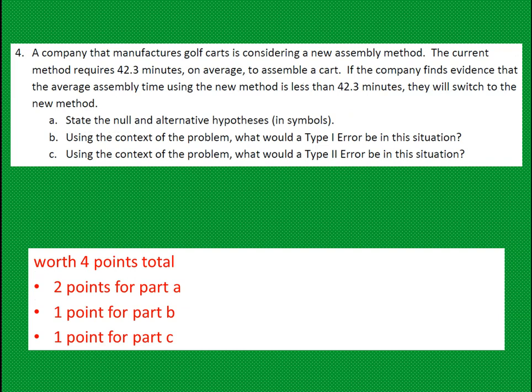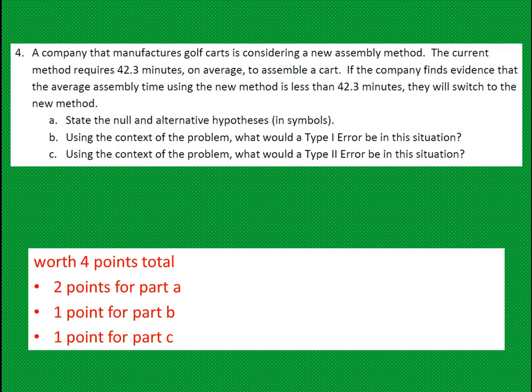Number 4, part A, stating the null and alternative hypotheses in symbols, that's worth 2 points. Half a point for the correct parameter, half a point for the correct value on the opposite side of the equality or inequality, half a point for the correct inequality in the alternative hypothesis, and half a point for, I guess, the correct equals in the null. If you want to write the null with the appropriate non-strict inequality, that would also be fine.